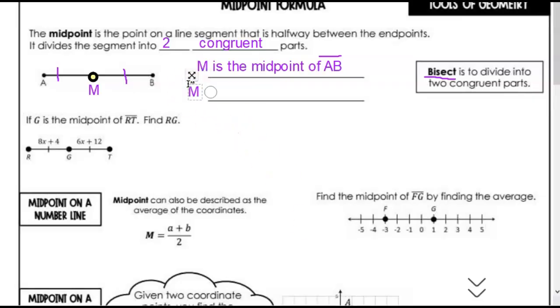Okay, and then we would also say M bisects AB.